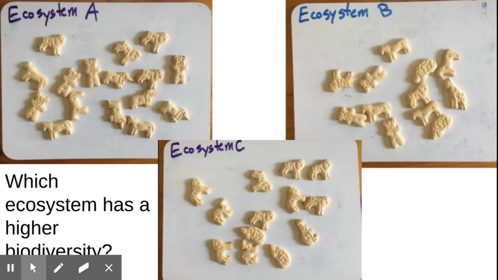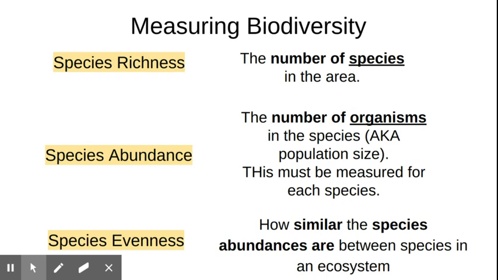So let's actually look at some measurements or some calculations we can do to give us some support for our decisions. So our three main ways that we measure biodiversity, specifically species biodiversity, are species richness, species abundance, and species evenness. And it helps to do these in order, because each one helps us calculate the next.